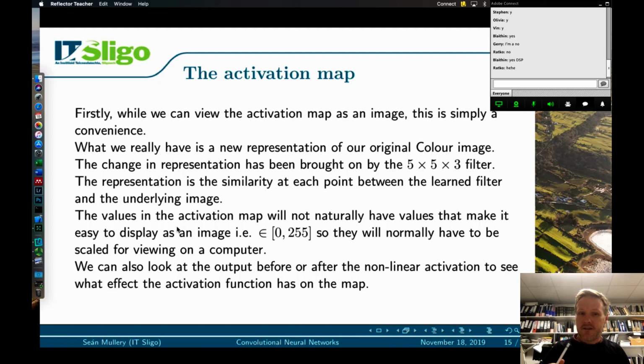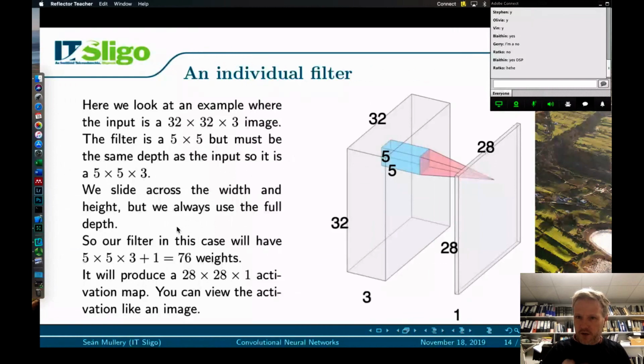The representation is the similarity at each point in the image between the learned filter and the underlying image. So remember, like correlation, we're looking for things in that original image. But what are we looking for? Well, at first we don't even know what we're looking for, so our filter is going to look like pretty much nothing. And it's only when we start to change those weights to look for something that our final algorithm at the end can say, oh, actually that's very useful to me in terms of determining what's in the image. Keep doing what you're doing, or go further in doing what you're doing.